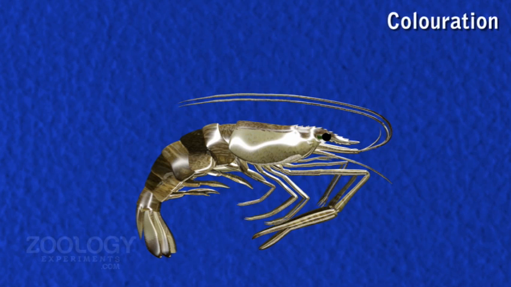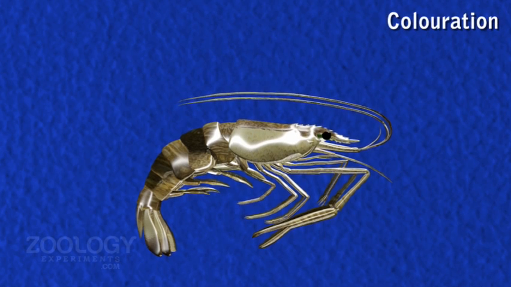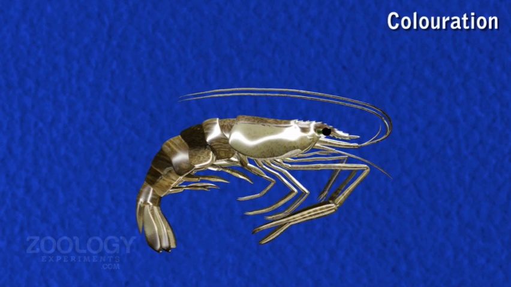Coloration. Prawns are semi-transparent and white at young stages, but the adults are differently tinted according to the species. Generally, color is dull pale blue or greenish white, brown, orange-red patches.